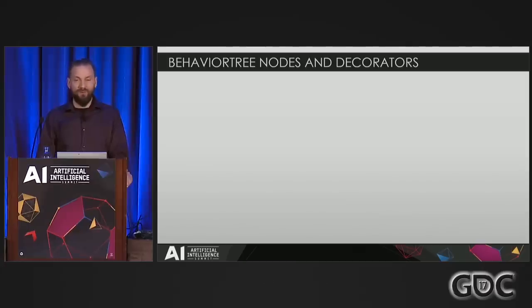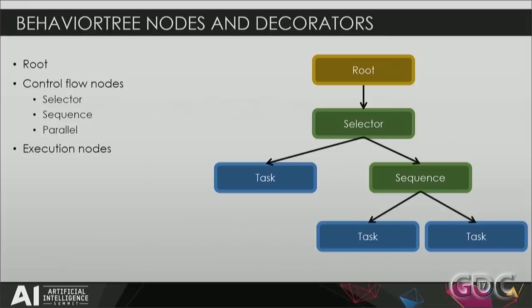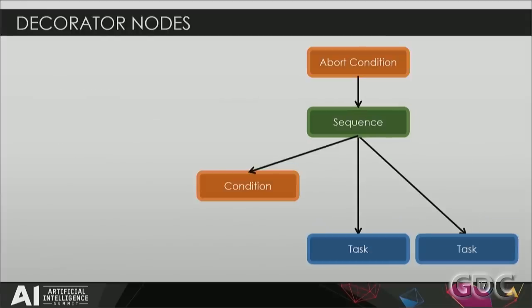Okay, let's move on and go finally to the actual behavior tree stuff, the nodes and decorators. A very quick recap. Obviously, behavior trees consist of a root node, control flow nodes, which are the selectors, sequence nodes, and parallel nodes, and then your execution nodes or tasks. What you also have in many implementations is some kind of decorator nodes. So you may implement your conditions as decorator nodes.